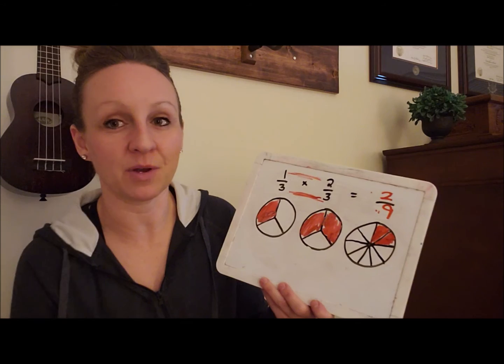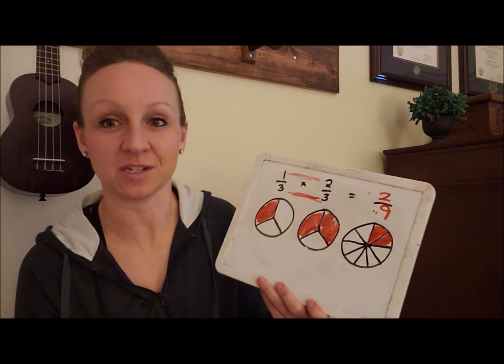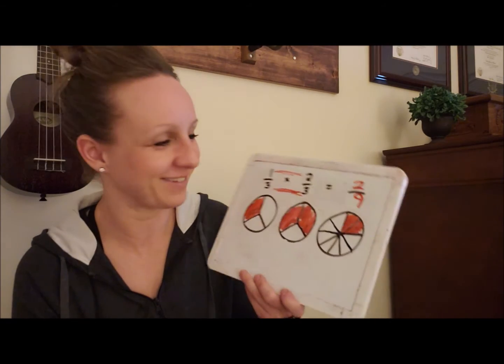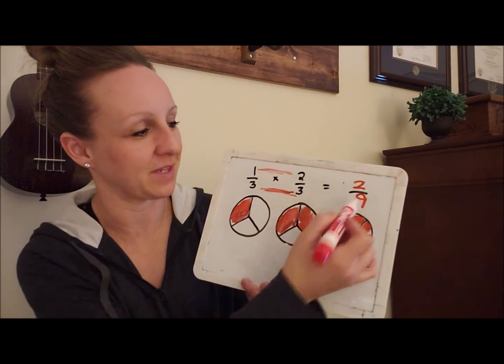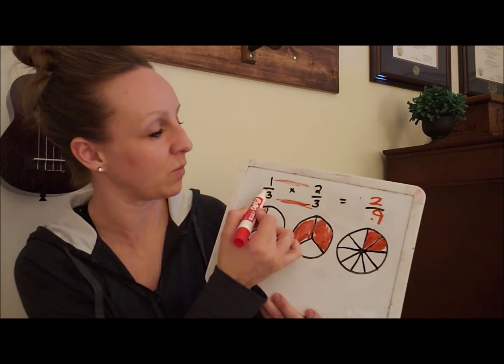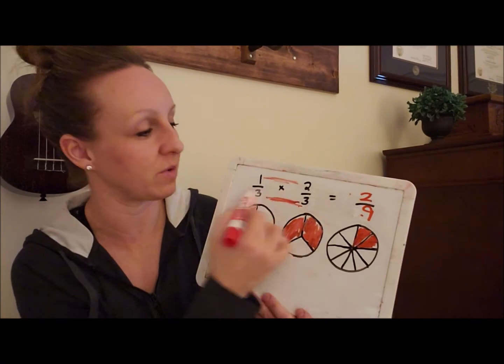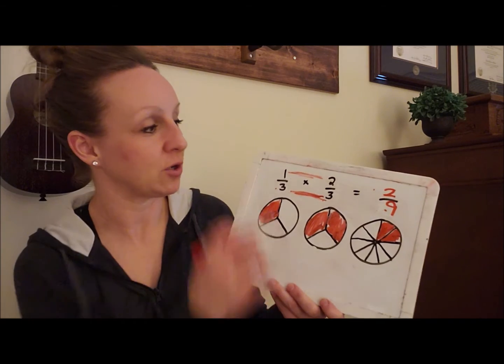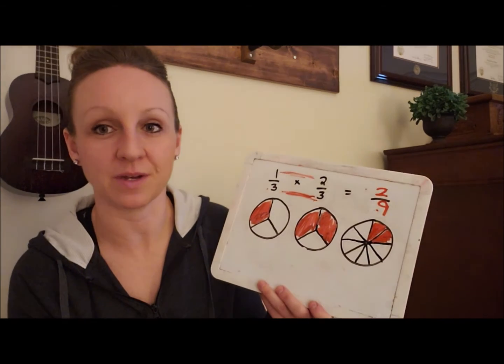I'm not going to keep my number on the bottom the same like I did with addition and subtraction. Those were the good old days. This is now the harsh reality of multiplication, that now our answer has to be multiplied. We take the denominators, we multiply them, and we get it's out of 9. And then we take our numerators and we multiply them, and 2 times 1 is 2.